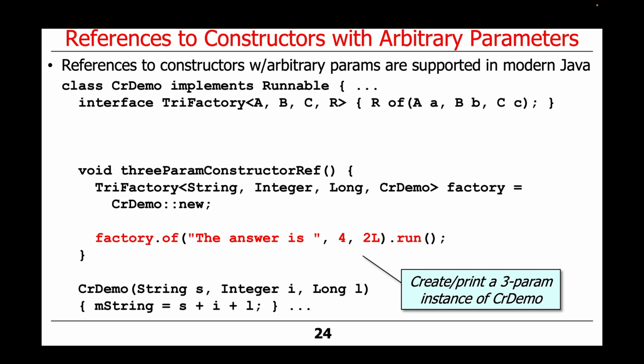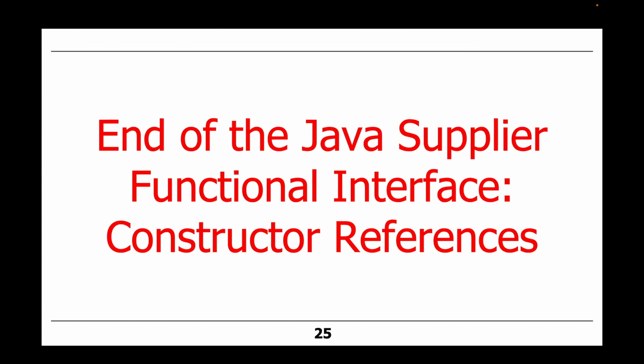Then, when we call factory.of and pass in "the answer is ", 4, and 2L and invoke the run method, that will go ahead and create and print the 3-parameter instance of CRDemo, which of course will print out the classic string, the answer is 42. So that's the end of our walkthrough of the Java Supplier functional interface and how it's combined with 0-parameter or default constructor references. And then we also talked about how constructor references can be generalized to support an arbitrary number of parameters.